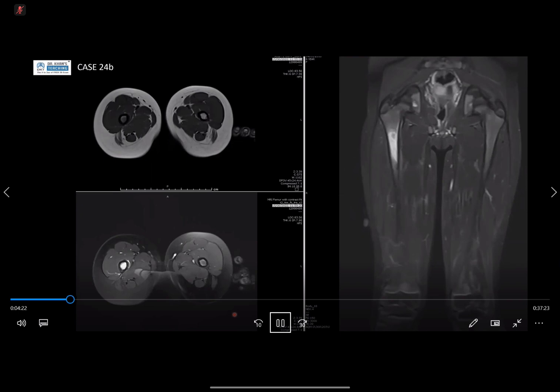This is coronal T1 post-contrast MRI. Then axial T1 and axial T1 fat saturation. I see that in the right femoral shaft, proximal diaphysis, there is an enhancing area at this region of periosteal reaction. There's no cortical break, and there's no adjacent soft tissue mass.